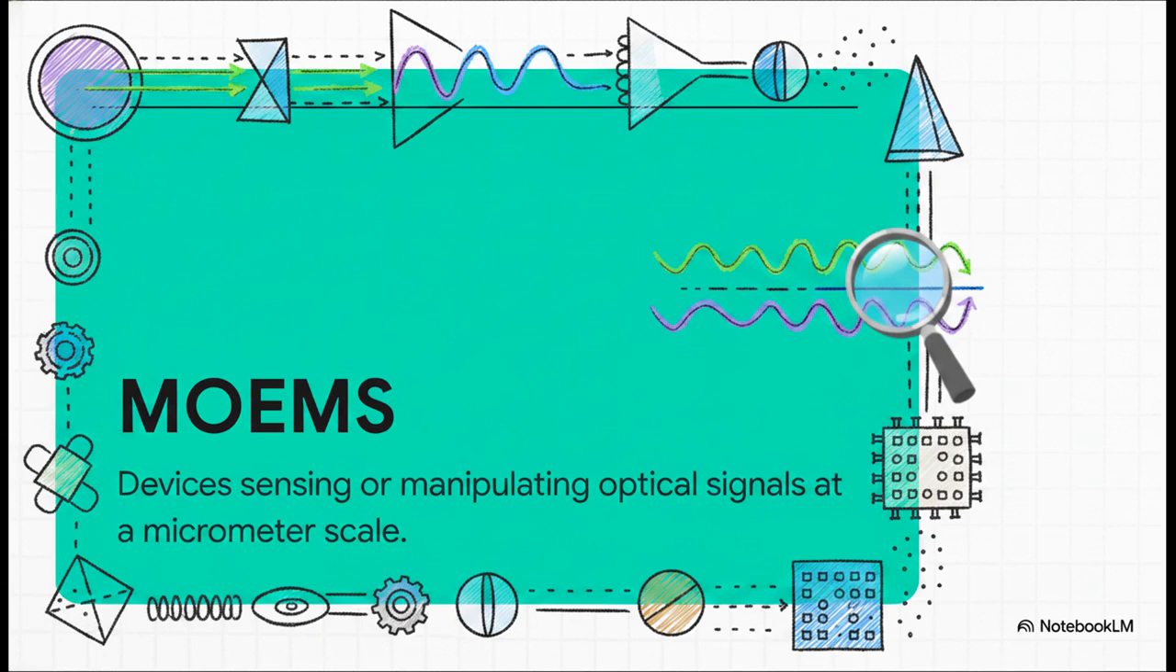Operating on that exact same micrometer scale, these devices fundamentally sense and manipulate light. They independently utilize batch processing and micromachining, very similar to how we make integrated circuits, but they incorporate special materials like silicon, silicon dioxide, and gallium arsenide specifically to direct and modulate optical signals.